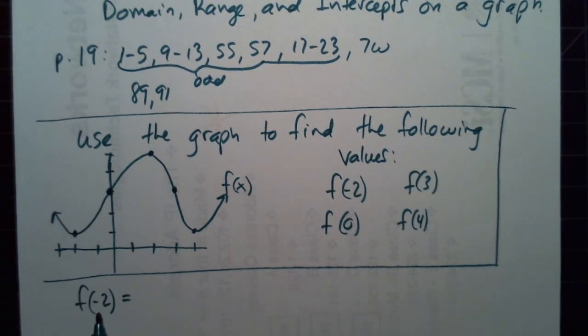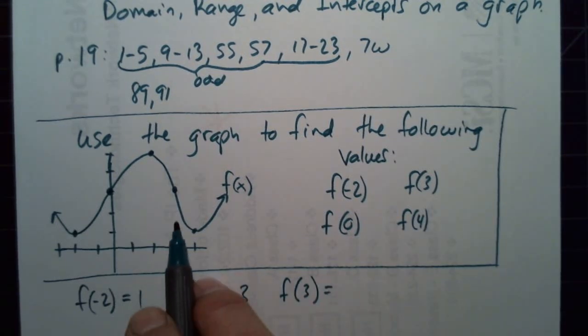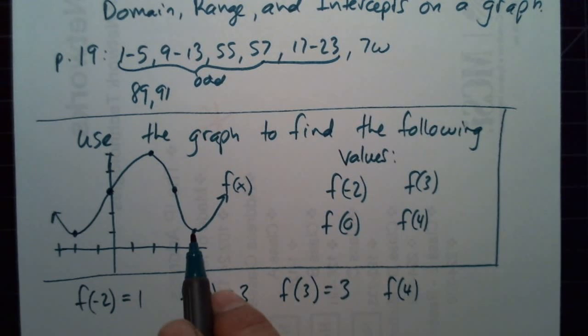When the x value is -2, the y value is 1. And when x is 0, the y value is 3. When x is 3, the y value is 3. When x is 4, the y value is 1.